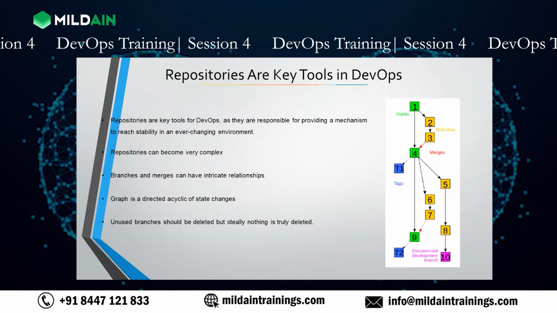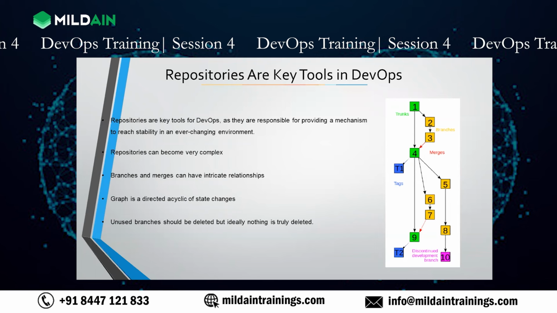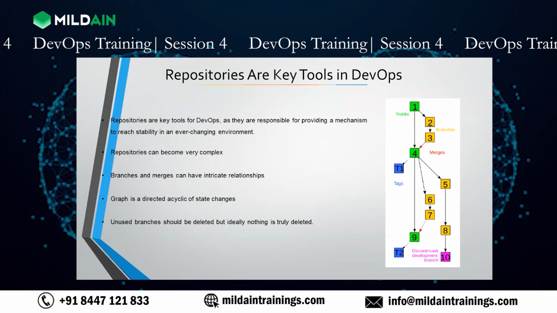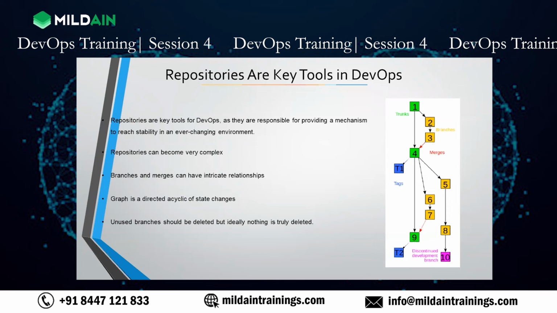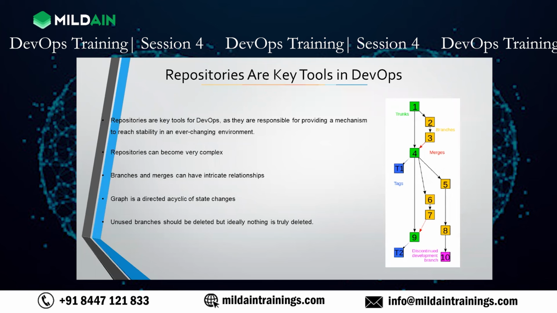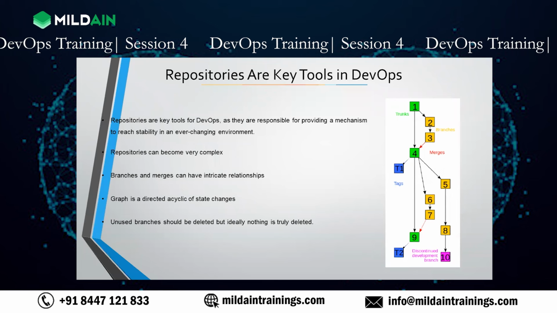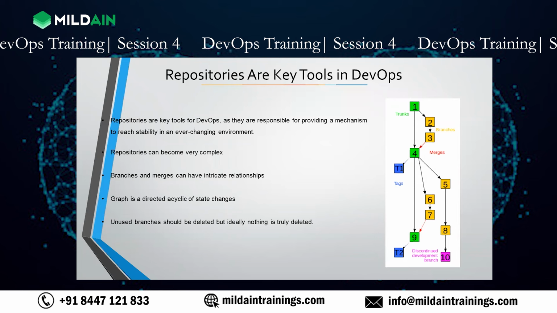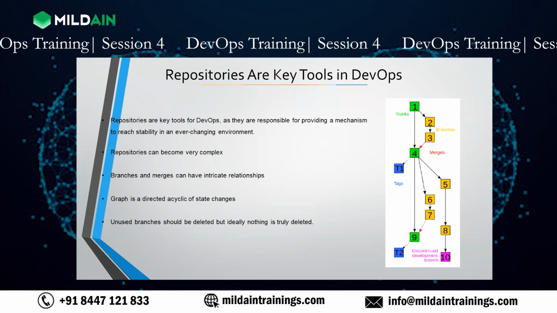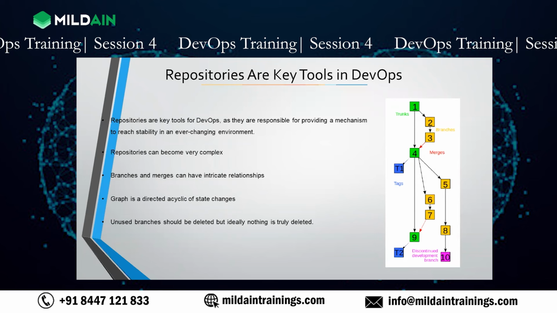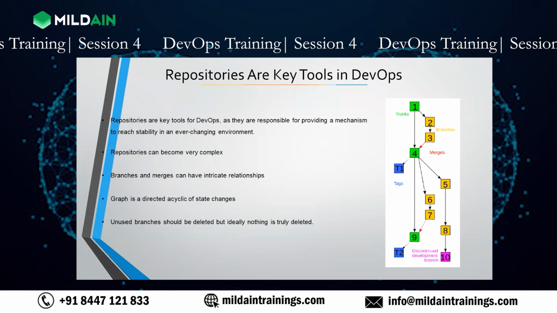So why are repositories the key tools in DevOps? If you see in this figure, we have different branches and tags also. We can merge into 1, 4, 9 as the main branch, and 2, 3 are the branches. So repositories can become very complex. Branches must have an integrated relationship. We can branch it out, which means that when we are developing a module 1 and creating this, the branches which are not required can be deleted.